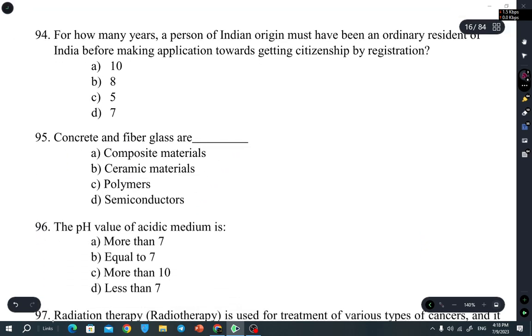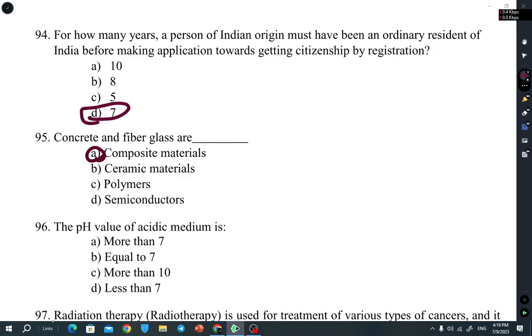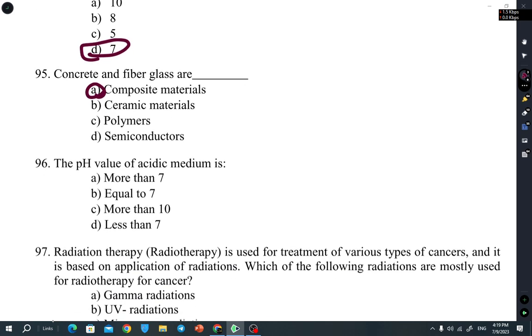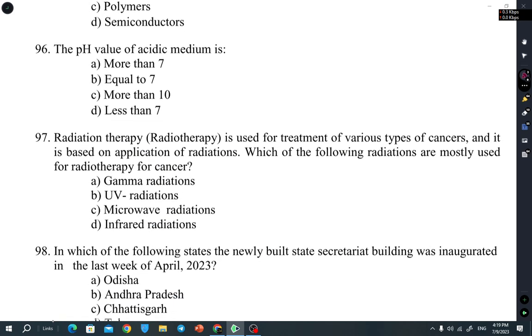Next question. For how many years a person of Indian origin must have been an ordinary resident of India before making application towards getting citizenship by registration? Answer is option D. 7 years. Concrete and fiberglass are composite material. The pH value of acidic medium is option D. Less than 7.